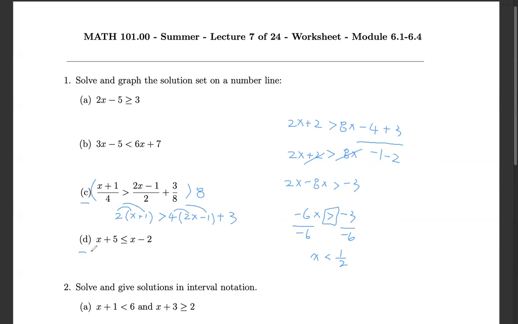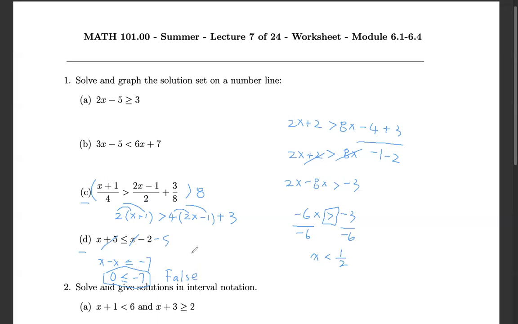Now let's see D. For D, let's move 5 to the other side, it becomes -5. Let's move x to the left-hand side, it becomes negative. -2 minus 5 is -7. x minus x is 0. So we get 0 less than or equal to -7. Well, this is a true statement, right? 0 indeed is less than -7. No, that's not right. 0 is not less than -7. 0 is bigger than -7. So this is a false statement.